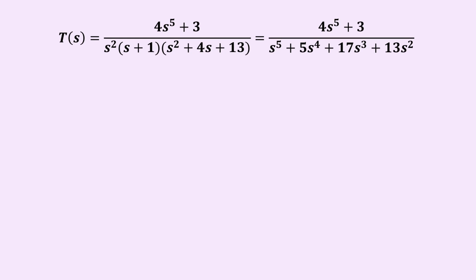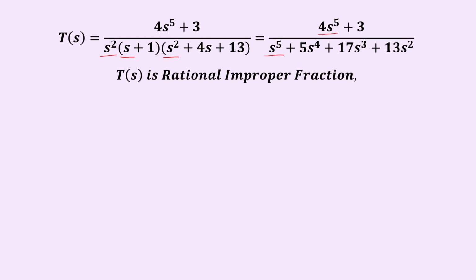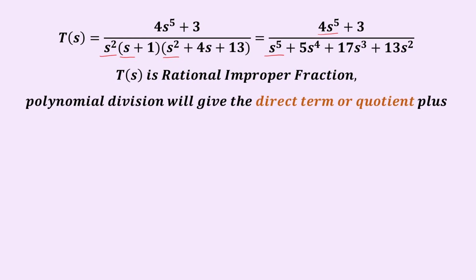So in this example, we can see that in the denominator we have a polynomial of fifth order, and the numerator polynomial is also of fifth order. So this is a rational improper fraction. In case of an improper fraction, we must do the polynomial division.